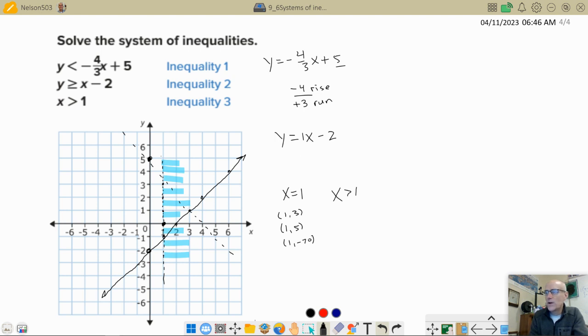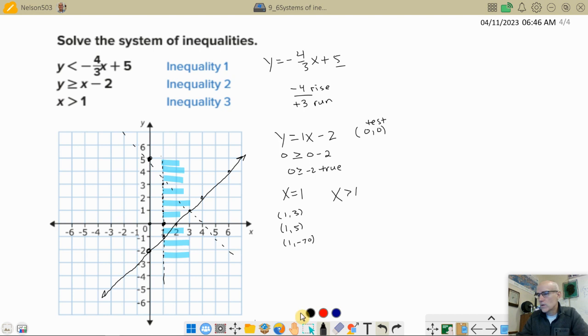I'm testing it for this line right here, and I can test out the origin. So I'm going to go 0, 0. Let's test it out. And if I stick 0 in for y, oh, I got to put my inequality in here. Greater than or equal to 0 minus 2. Is 0 greater than or equal to -2? Yes, it is. That's true. So I want to shade toward the origin for the solid line here.